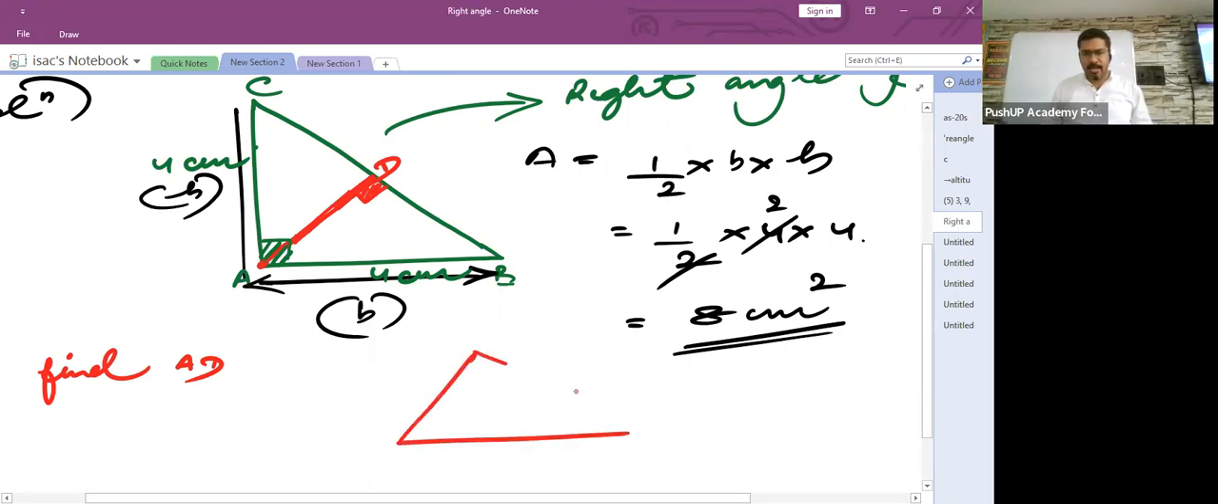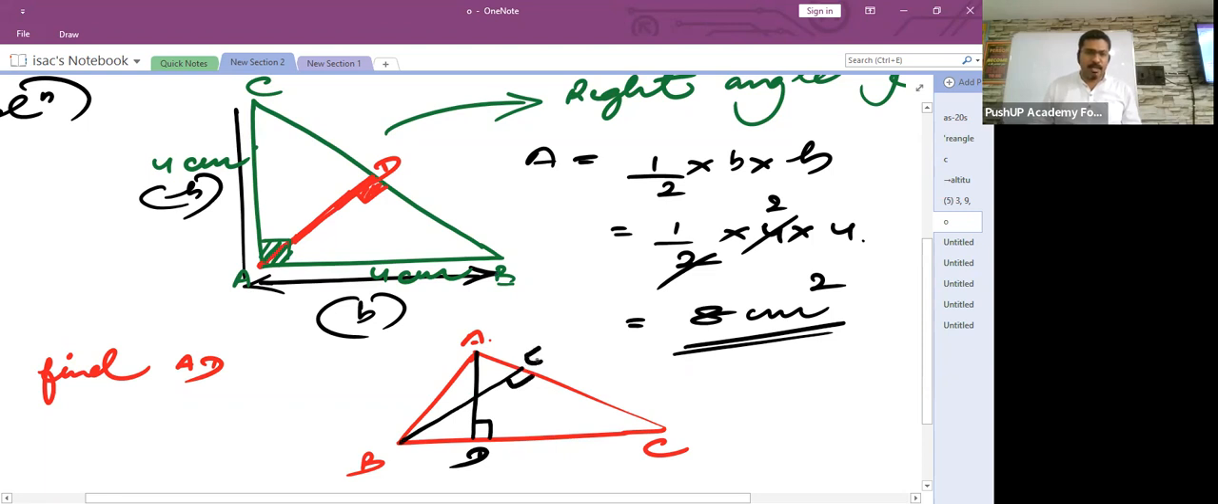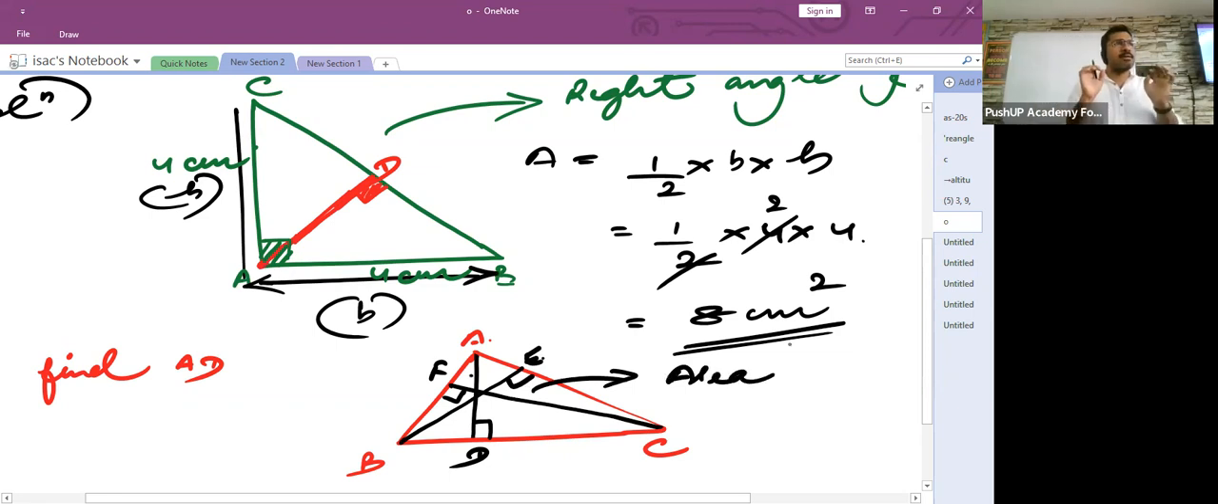Imagine this is a triangle. Okay, triangle A, B, C. Imagine you are taking side BC and its corresponding height, which is AD, or you are considering side AC and its corresponding height, which is BE, or you are taking side AB and its corresponding height, which is CF. No matter whichever base and corresponding height you take, the area of this triangle will always remain the same.